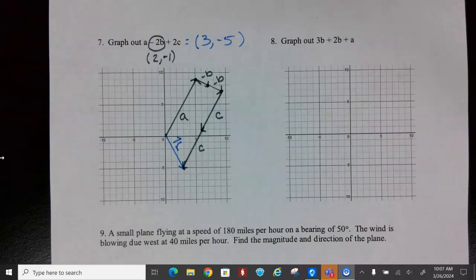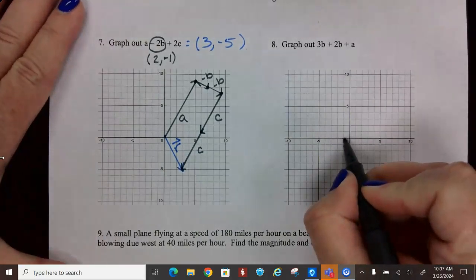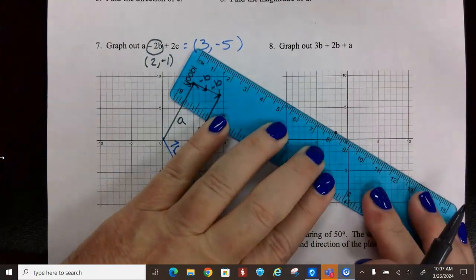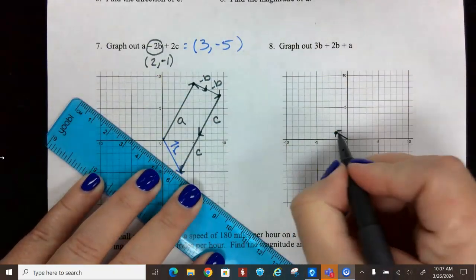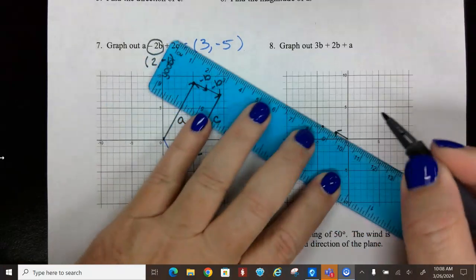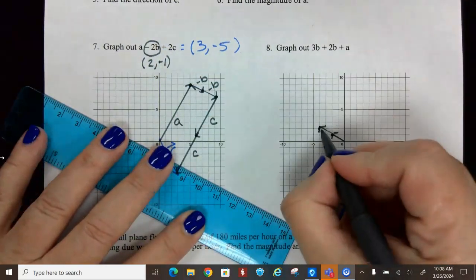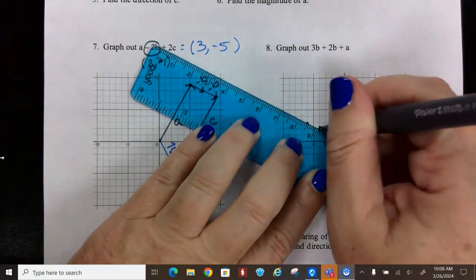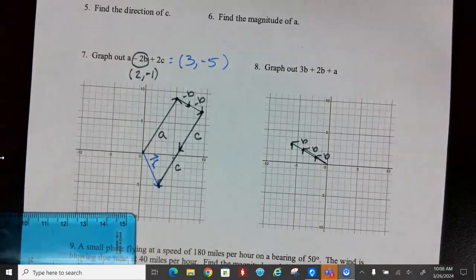Okay, so let's go and try the other one. 3b. So we're going to do b 3 times. Okay, so negative 2 and up 1. Okay, and repeat. I'll get my b's on there in a second. Oops, kind of just drew that line. Okay. So B, B, B.